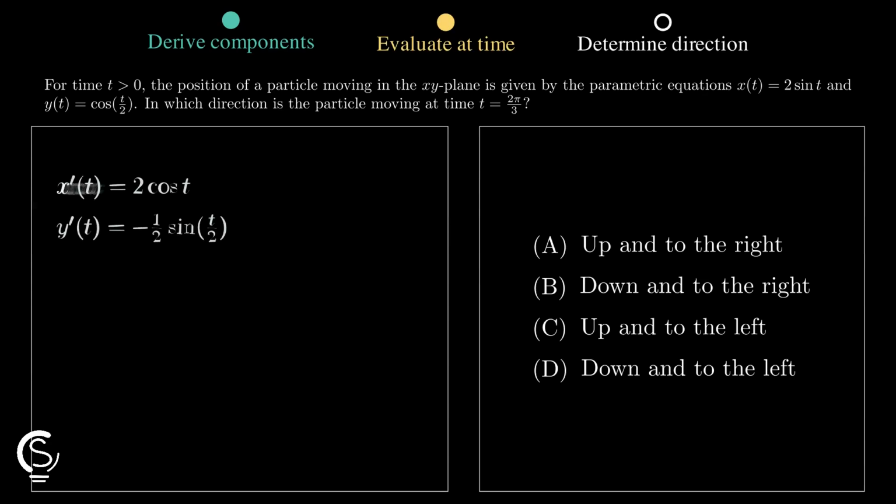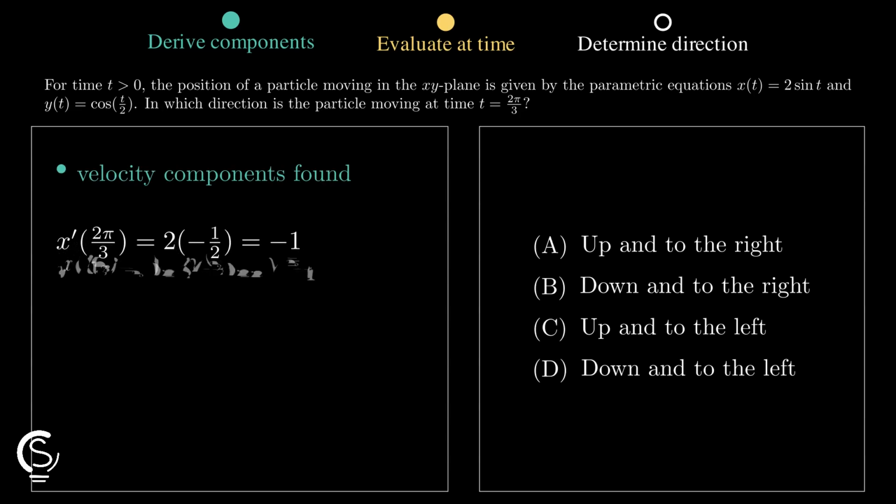Now substitute 2/3 pi into our derivatives. Cosine of 2/3 pi is negative 1/2 and sine of pi over 3 is root 3 over 2. This gives our velocity vector.